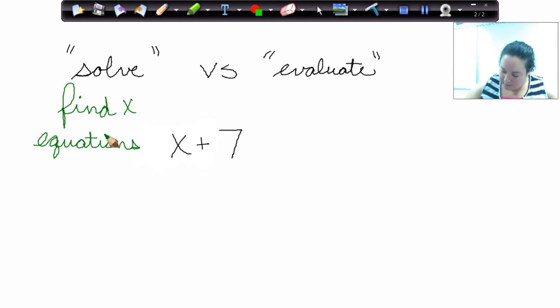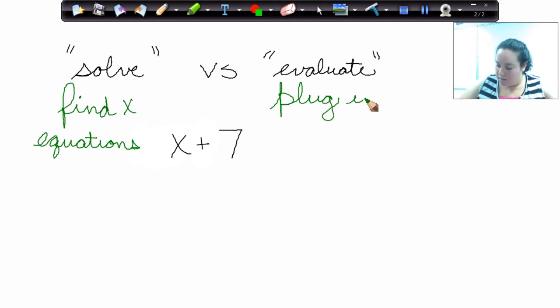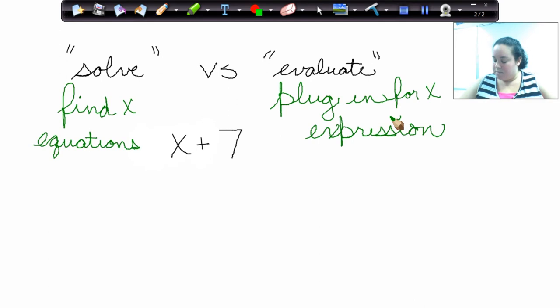But what does evaluate mean? Can we evaluate expressions? Yes, evaluate is for expressions, and it means plug in x. So we need to be given an extra piece of information. This is done in expressions, not in equations. So the word evaluate is for expressions.